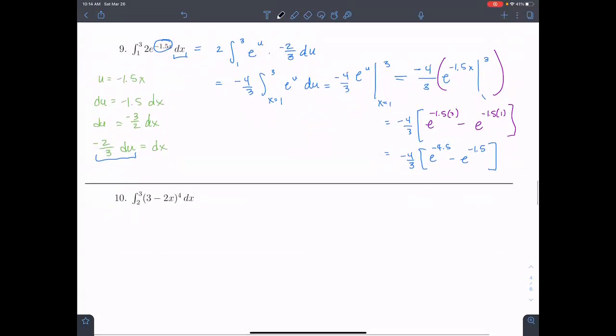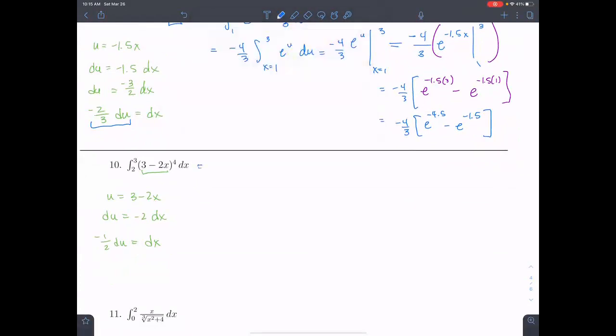Let's try another one with u substitution and see how it goes. So the inside function here is 3 minus 2x. So u is equal to 3 minus 2x. du would be negative 2 dx. So negative 1/2 du, we're going to substitute in for dx.